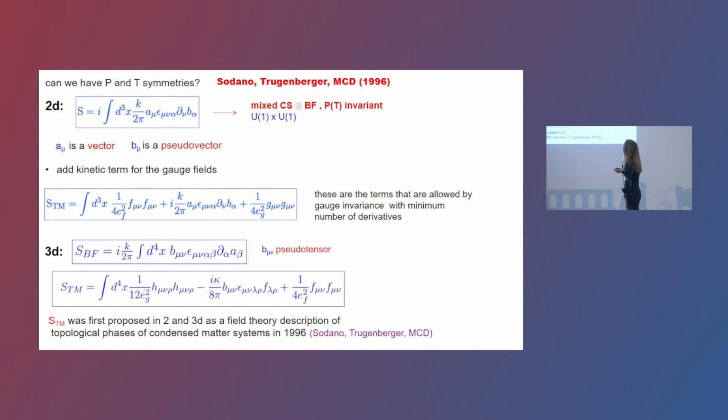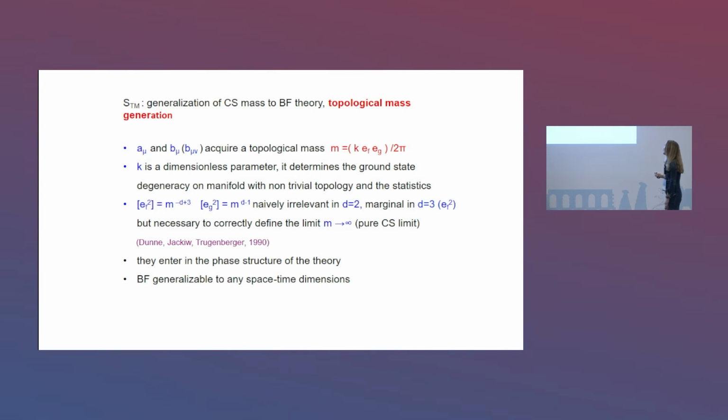This is not true. And this is due to a peculiarity of this Chern-Simons term, and from the fact that if you want to correctly define the pure Chern-Simons limit in which the topological mass goes to infinity, you see that these terms are necessary because the quantization of the theory will not commute with this limit. So these terms are relevant, they play a crucial role, especially the dimensional ratio between these 2 coupling constants, as we will see.